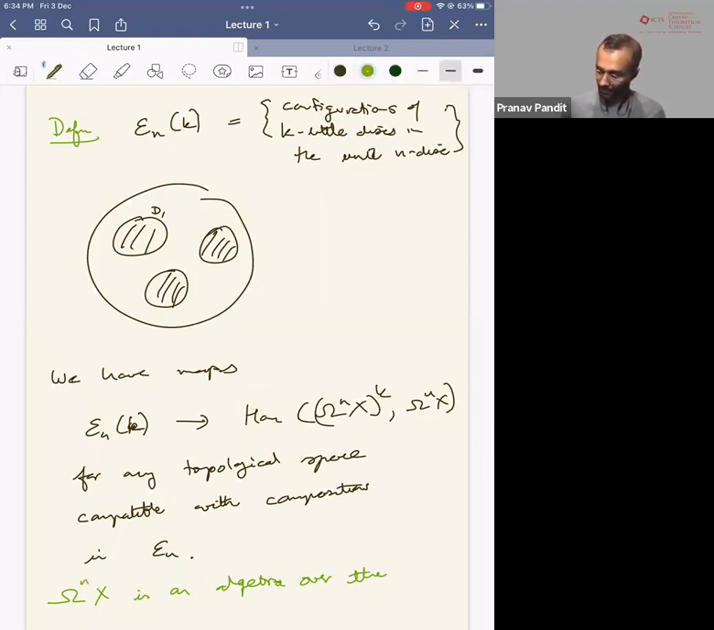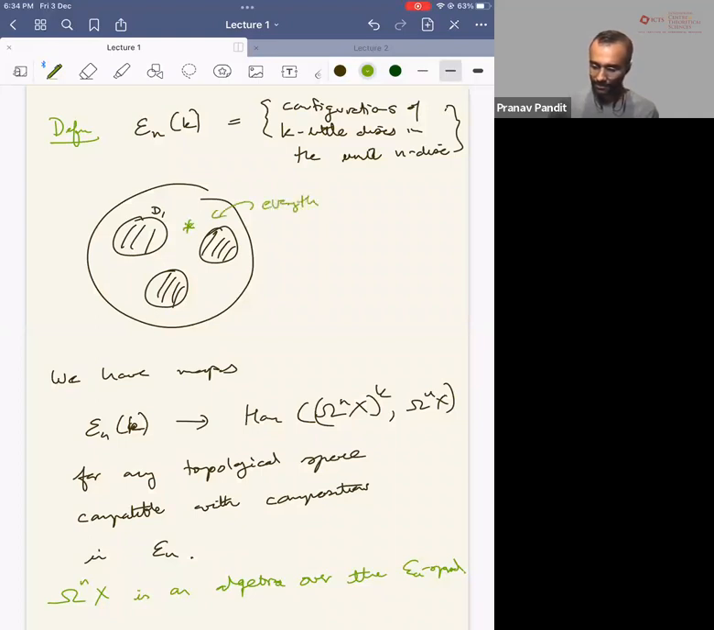Is an algebra over the EN operad. What it means to be an algebra is to give, for every point in EN of K, a K-ary operation on the object that you're considering, in this case, the n-fold loop space. And it's obvious how to do it in this case. You simply put each of these disks, which gives you an n-fold loop in the space, and you send everything outside the disk to the base point.